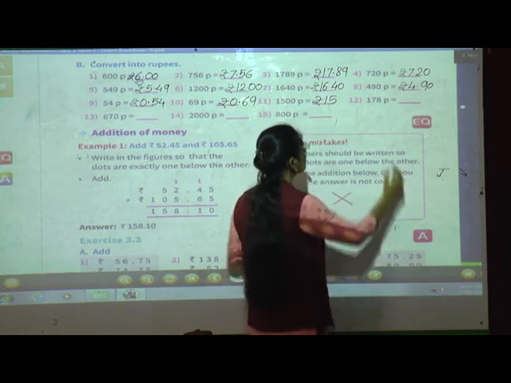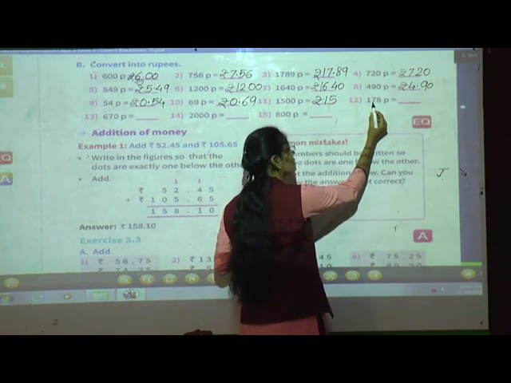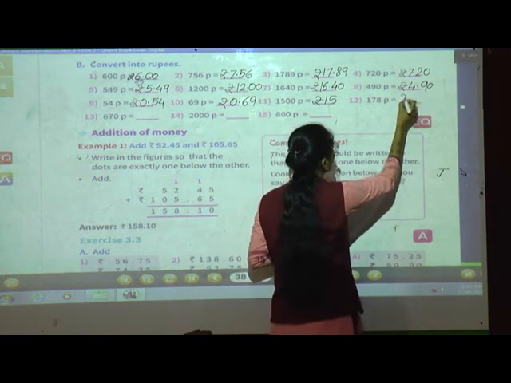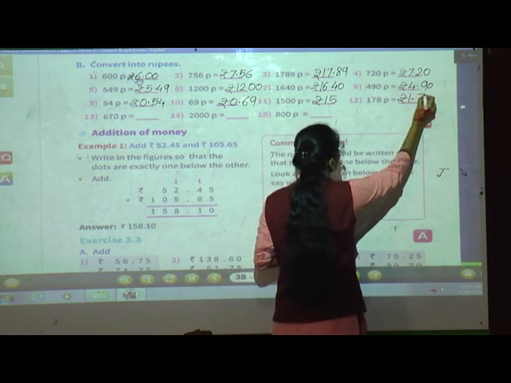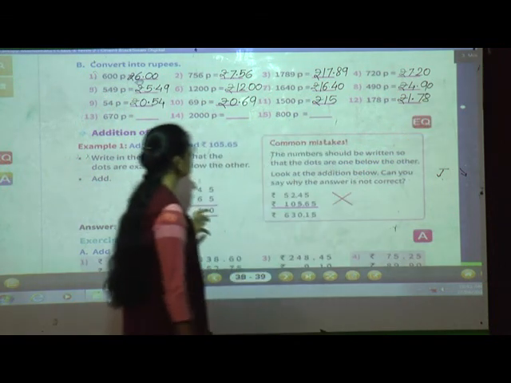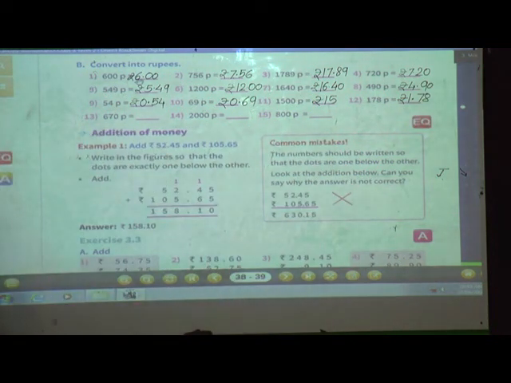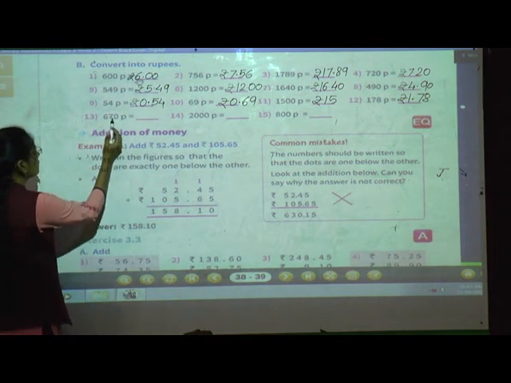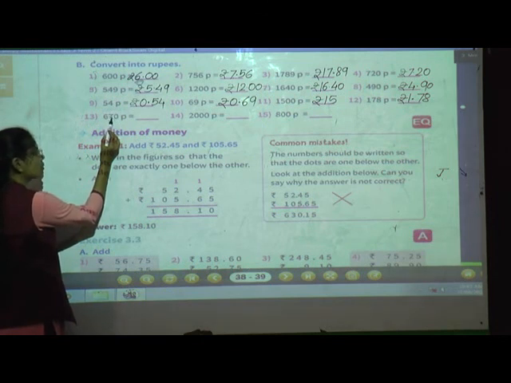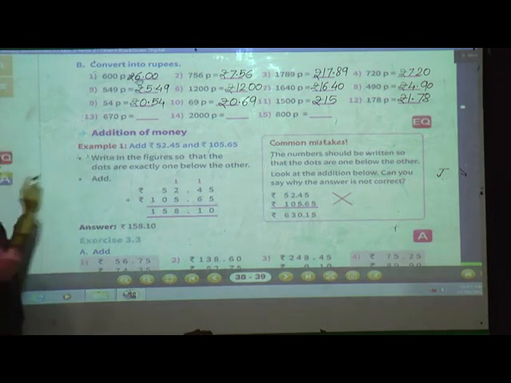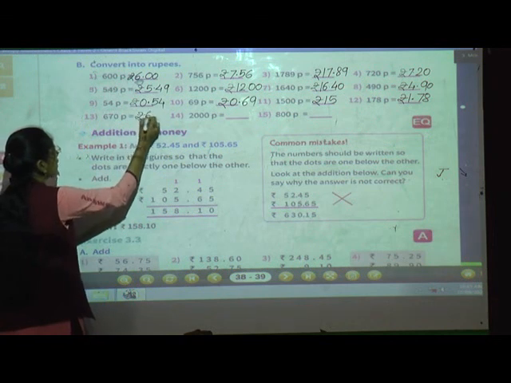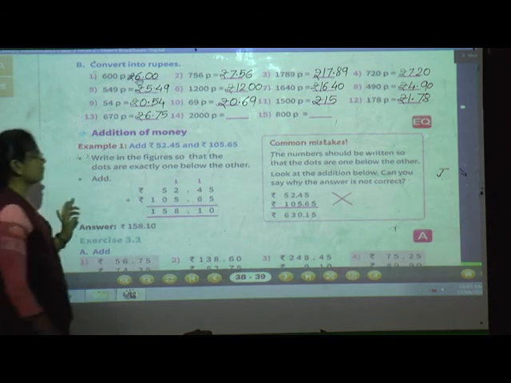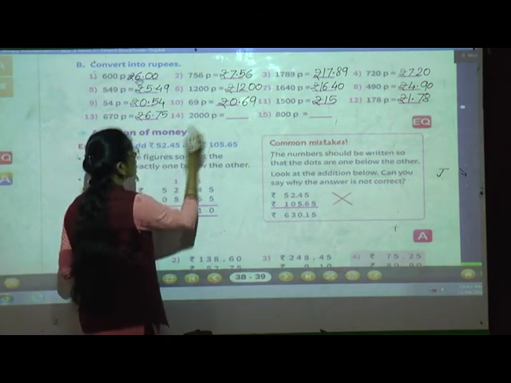Next, 178 paise. From the right side, which one is the second digit? 7 is the second digit. So before 7 you have to give a dot. So give a dot, rupees 1.78. Next, 670 paise. Now this is a 3-digit number. From the right side, which one is the second digit? 7. So before 7 you have to give a dot. So rupees 6.70 means 670 paise.